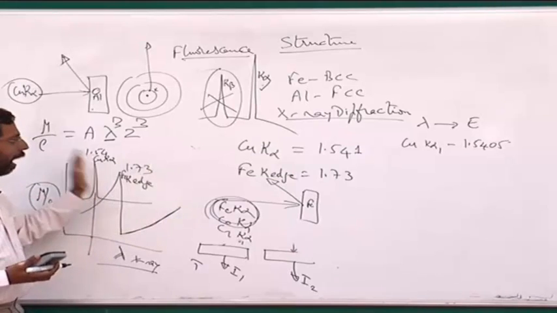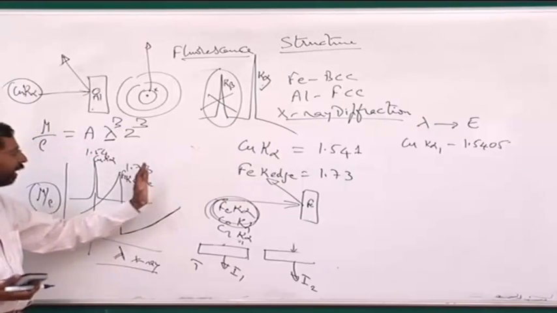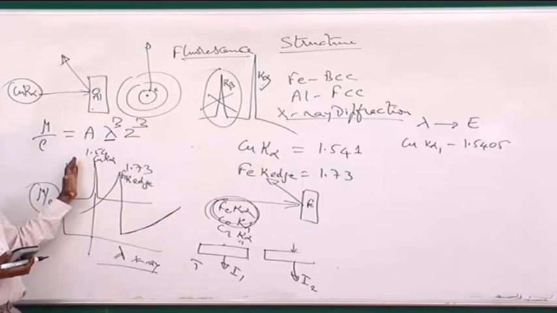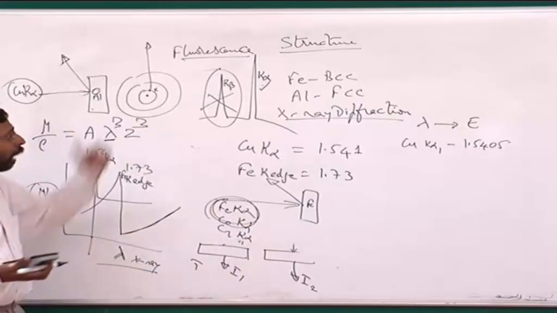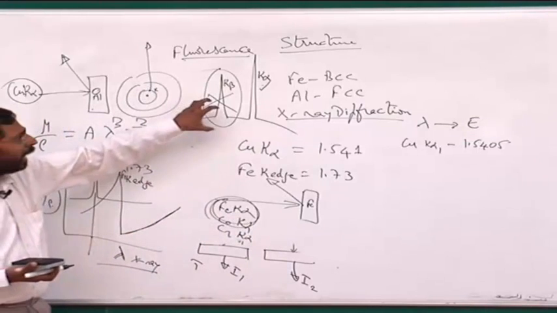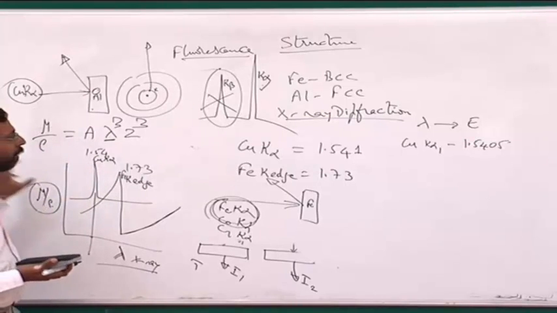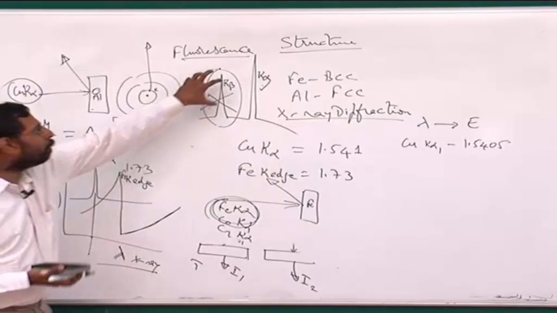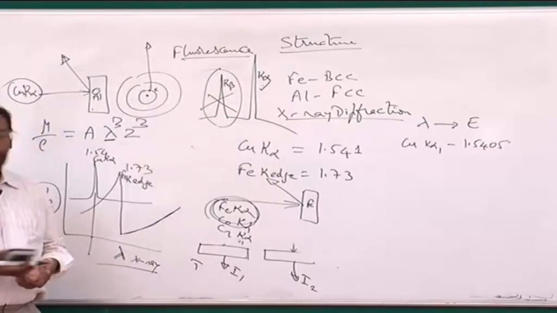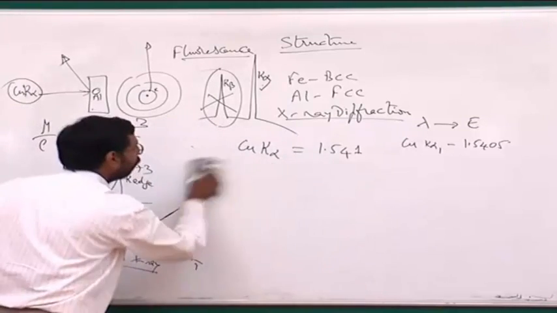My lambda of radiation, whatever radiation I am using, should be on this side rather than on this side. This is the reason why one has to be careful in choosing. Now coming to this problem: can I take a target such as a copper target, from which both K alpha and K beta are coming, and somehow cut off this? To do that, what I do is simply choose a particular thing called a filter.